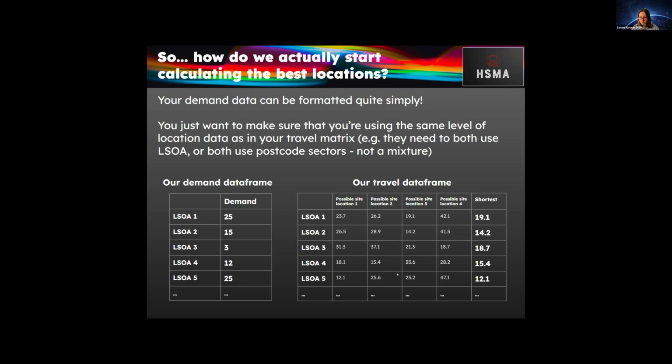And then we have our travel data frame from before. So we've got the LSOAs, we've got the possible site locations, and we've got the shortest travel time that we will be calculating on a per combination basis.